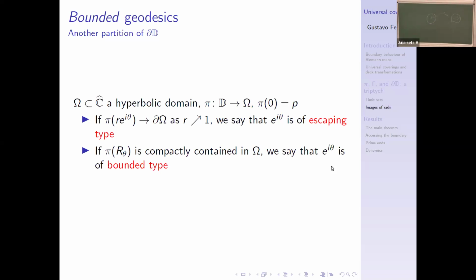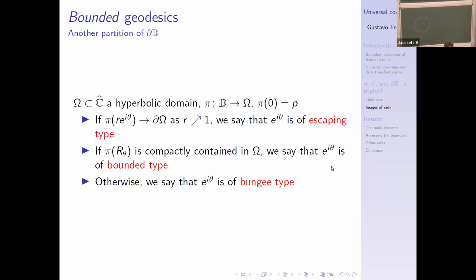Another option, which is the exact opposite of this one, is that as I follow along, the image of this guy remains compactly contained inside my domain, which is the case, for instance, if this maps to some closed geodesic, right? So something like this. In this case, we say that this guy is of bounded type, which is bad. We don't like these guys. And if it does neither of the above, we say it's of bungee type. Bungee here in honor of Dave Sixsmith and John Osborne, who studied what's called the bungee set in complex dynamics.